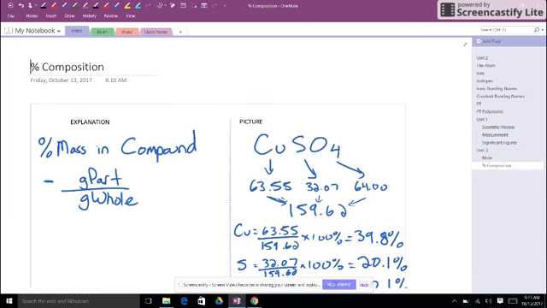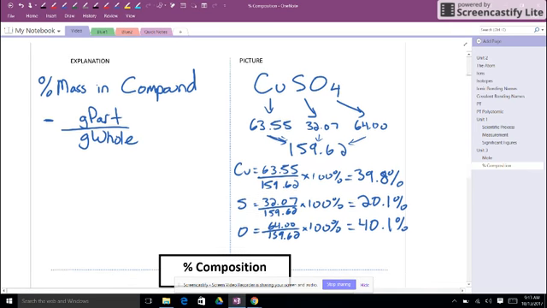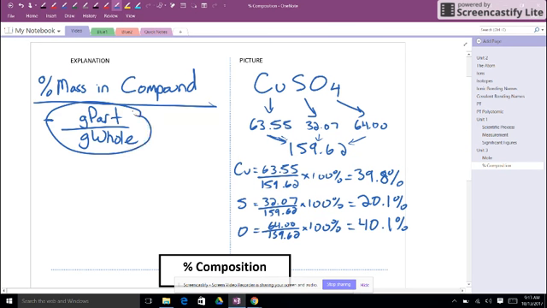Okay, so this past class we talked about percent composition, and we could maybe define this a few different ways, but for this class we said it's the percentage by mass in the compound. So really it's the grams of the part divided by the grams of the whole. And remember, when we want to turn these fractions into percentages, we're just going to multiply that by 100% to give us a percentage.